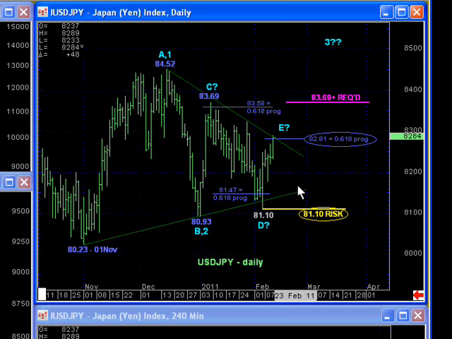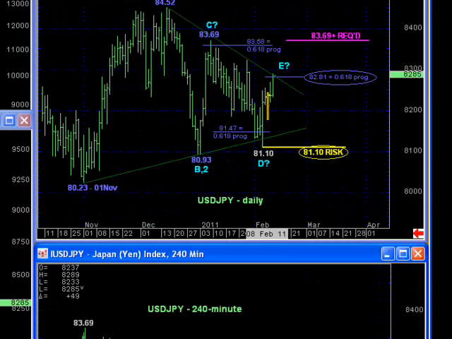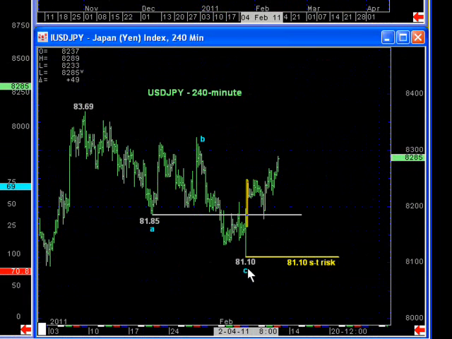In sum, a cautiously bullish policy is advised in the dollar yen, with weakness below at least yesterday's 81.77 low, and preferably the 81.10 low, required to defer or threaten that constructive view.